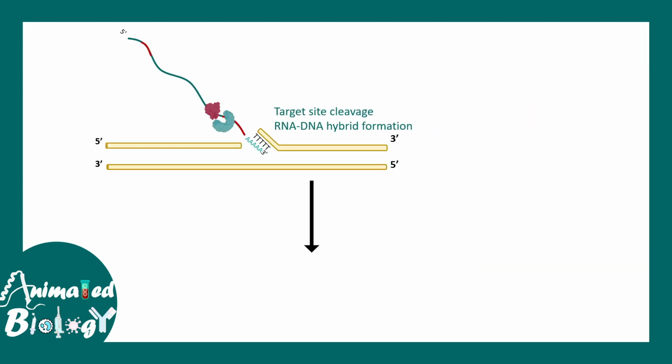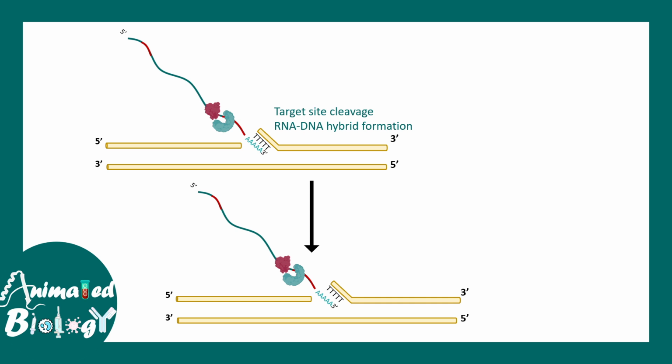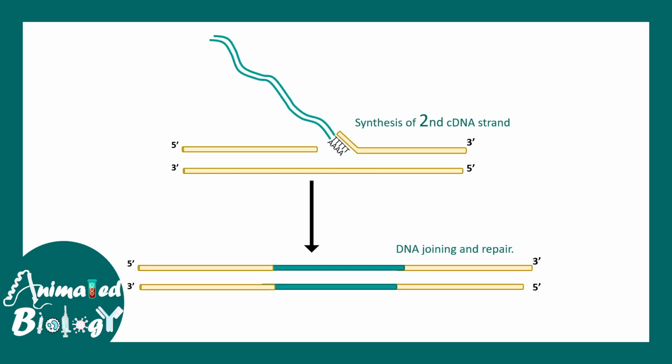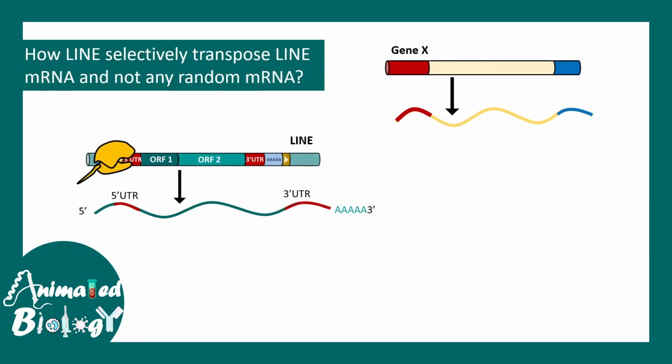So this target site is cleaved and a DNA-RNA hybrid is formed as shown in this image. Then using this poly-T, there is a first strand synthesis. Eventually, the second strand of the cDNA is synthesized and the DNA joining and repairing happens, and thereby a LINE gets integrated into the eukaryotic genome.